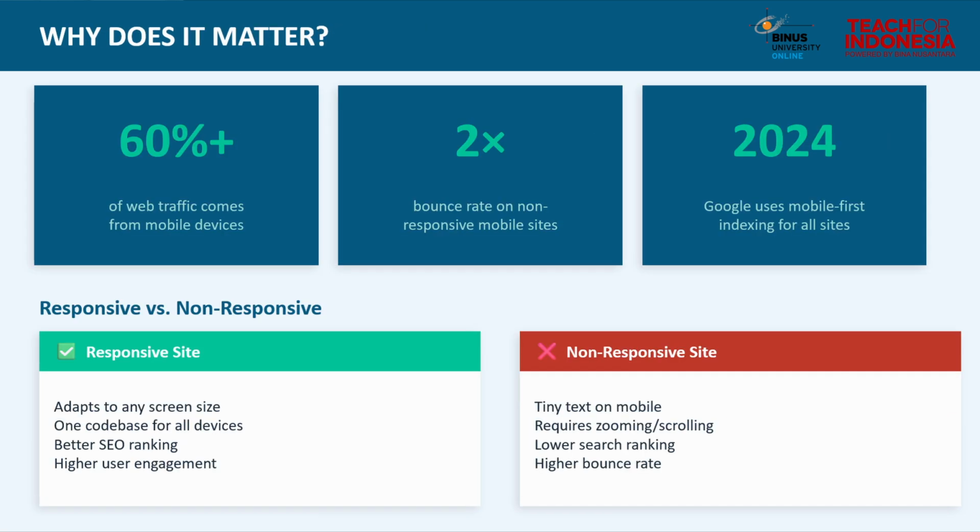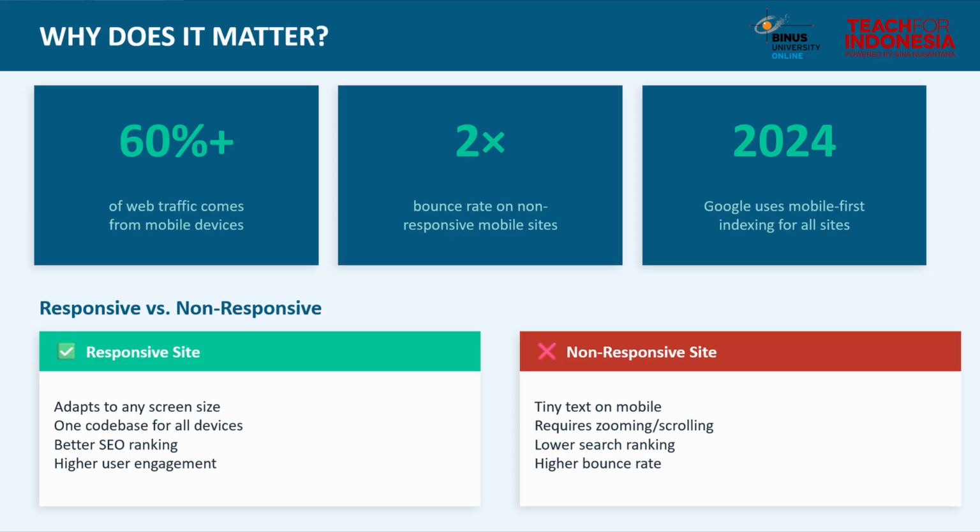You might be wondering, why does this even matter? Can't we just build one desktop version and call it a day? Well, consider this. Over 60% of web traffic worldwide now comes from mobile devices. That means more than half of the people visiting a website are using their phones. If a website isn't responsive, those users will see tiny, hard to read text. They'll need to zoom and scroll horizontally, and they'll likely leave the site almost immediately. That's what we call a high bounce rate.